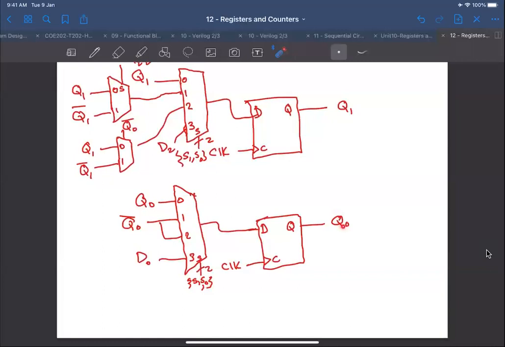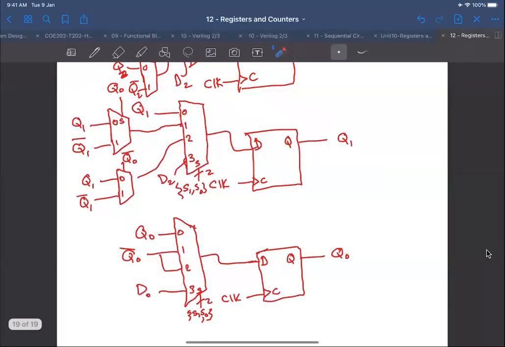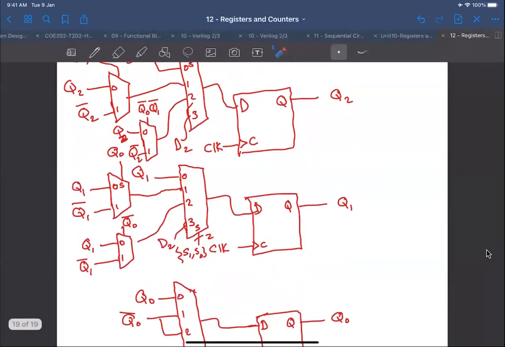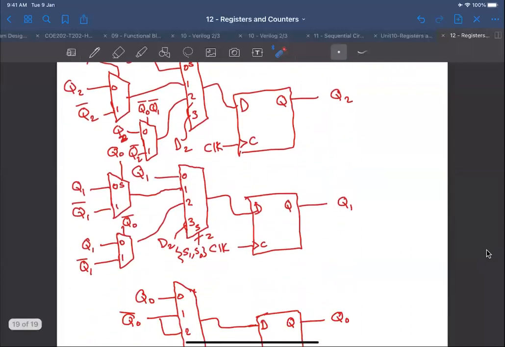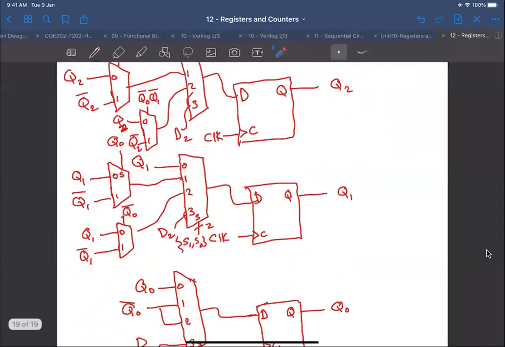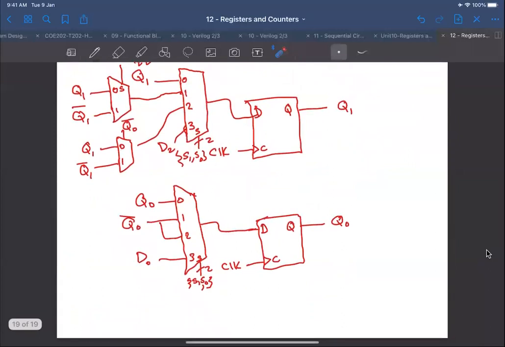Okay, here it's Q0, here it's Q1, and here it's Q2. Is this clear now? For 0, 1, it's count up. And remember, for count up or count down, bit number 0 is the same. We always complement it every clock cycle.